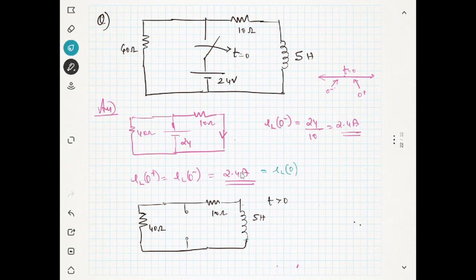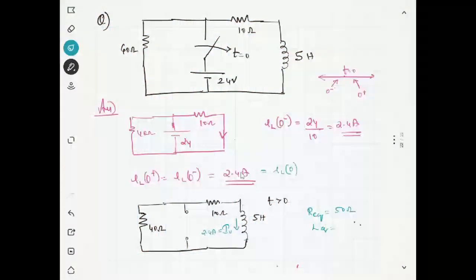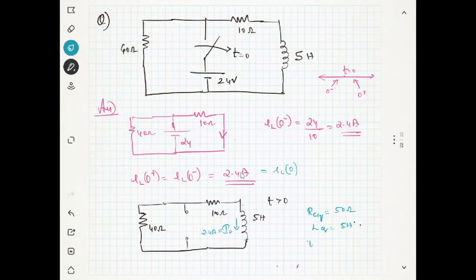So you can assume there is a current which is I naught. And what is I naught here? It is 2.4 ampere. Now, what is R equivalent? Please tell me R equivalent. It is 50 ohm, right? And L equivalent, you can say it is 5 Henry. So the time constant is L equivalent over R equivalent, which is 5 by 50.